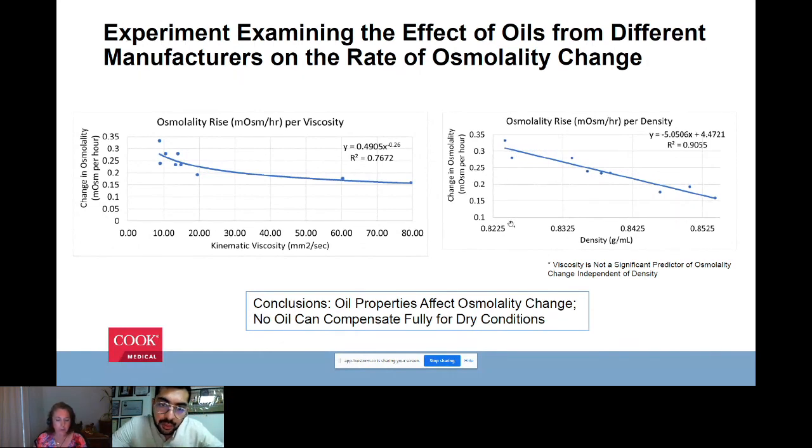One of the reasons for doing the regression analysis was that we were trying to develop a mathematical relationship between all of these different factors. So there may be some equation that we can develop in the future that can be used to predict this phenomenon of osmolality rise based on different factors, such as density, viscosity, volume of oil, and the height of oil, because all of these may contribute independently to some degree to the change of osmolality. So we were trying to develop this predictive model. But what we could notice here is that oil properties do affect osmolality change, and no oil can compensate fully for dry conditions.